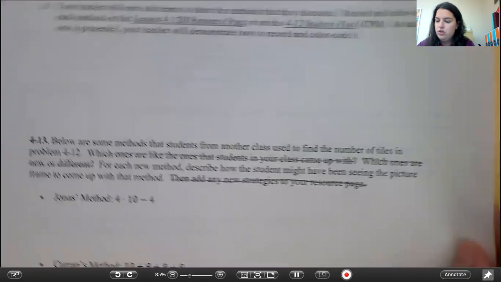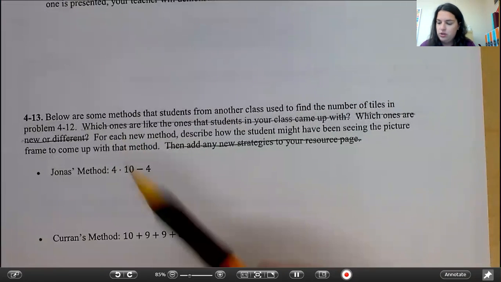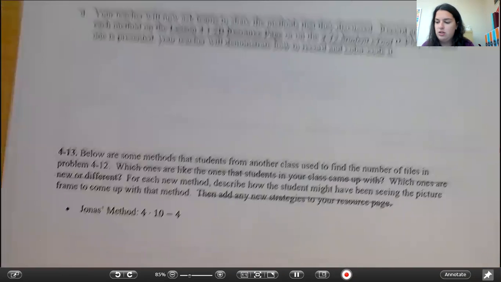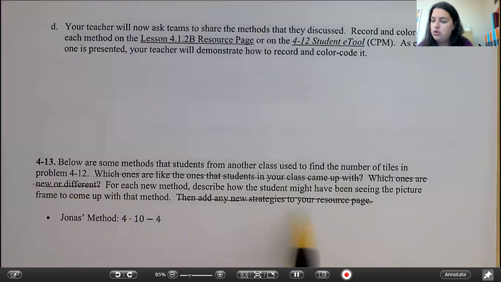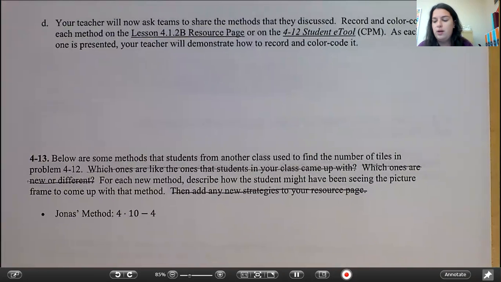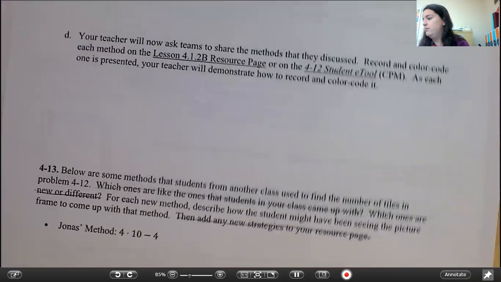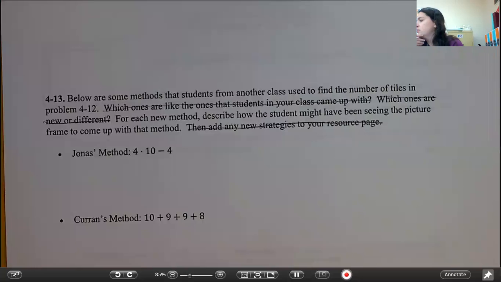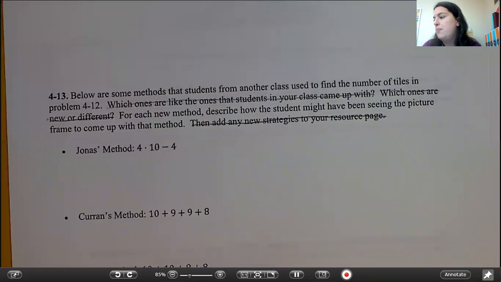So each student, Jonas, Corinne, Tina, Raymond, Alyssa, and TJ, all came up with these methods. You are going to describe how the students might have been seeing the picture frame to come up with their method. So go ahead and pause the video and please answer each one of these 6 students' methods. If you're back with me, you have done this. So we're going to go over this.